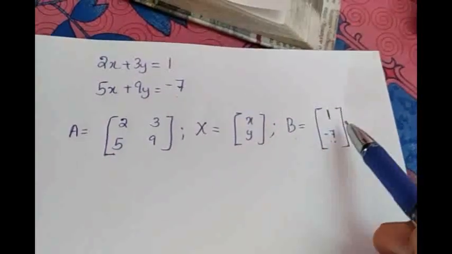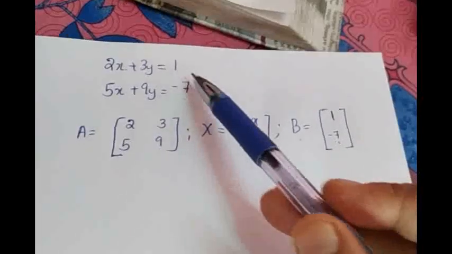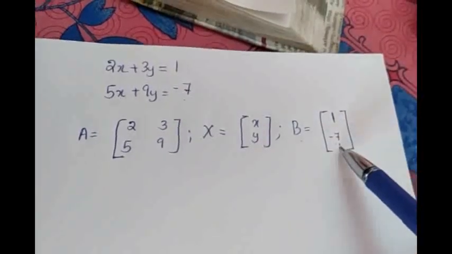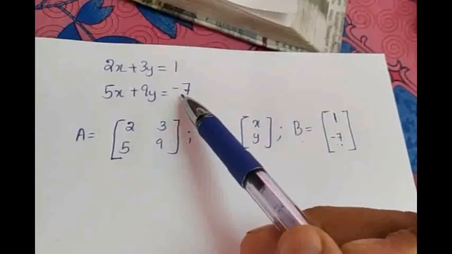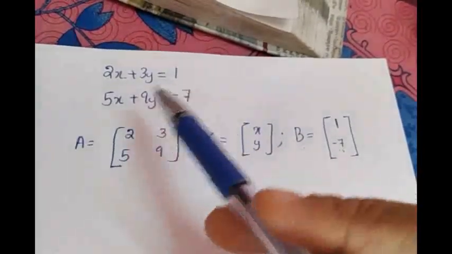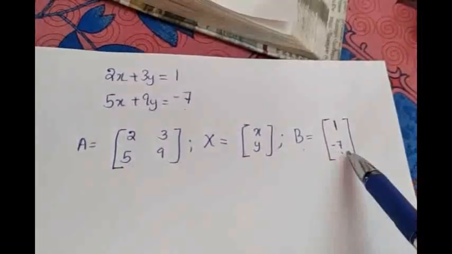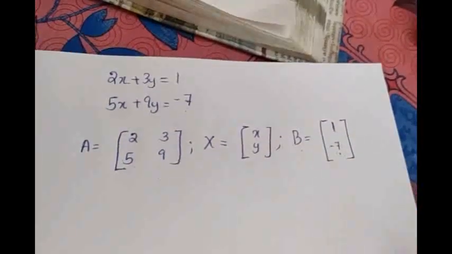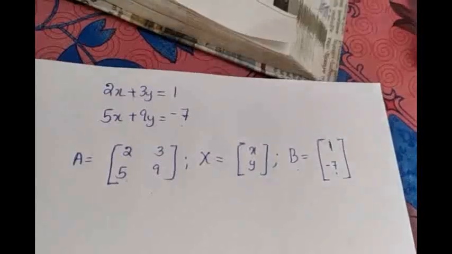How I wrote B is by writing a column matrix of the constants of the given equation. So it is 1, minus 7. But beware that the constant must be on the right side. So we express the given system of linear equations as 3 matrices A, X and B. Can you relate A, X and B with the equation?